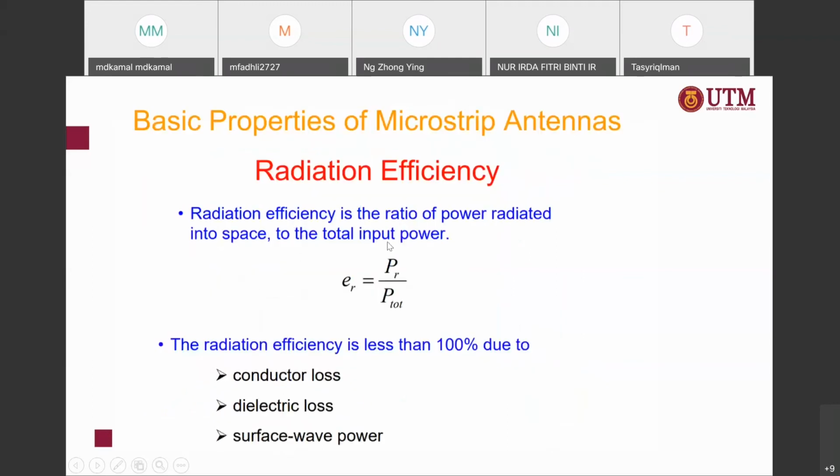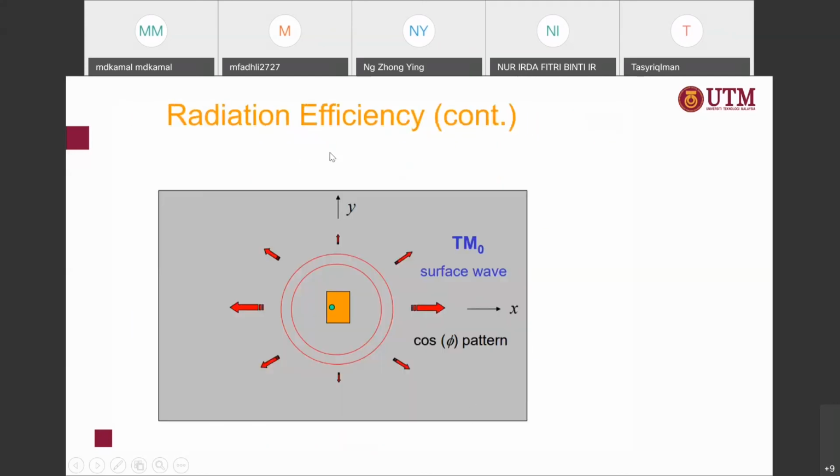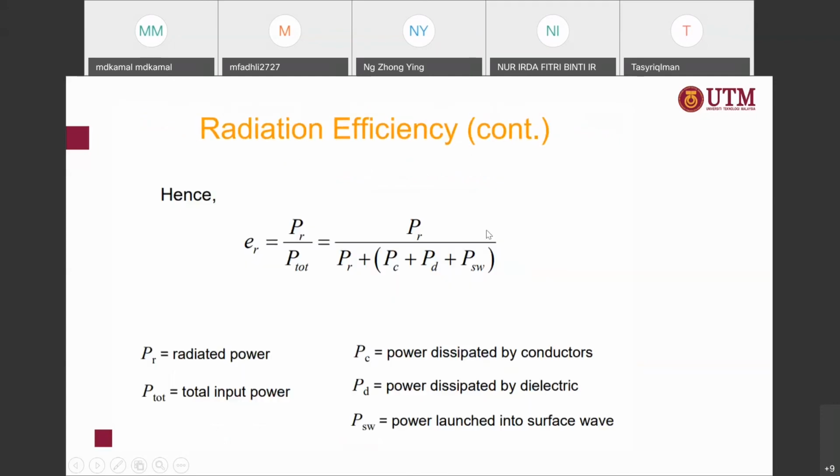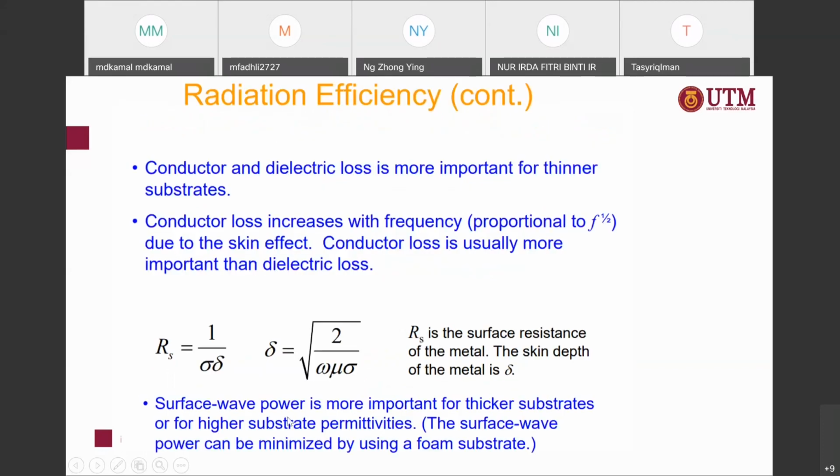Okay, so this is the efficiency, of course, radiated over your total. Radiation efficiency is less due to the conductor loss, dielectric loss, as well as the surface wave power. So this is the radiation efficiency, with surface wave caused by the patch here. Okay, so it is your radiated power over your radiated plus the other total input power. So this is in terms of the efficiency.